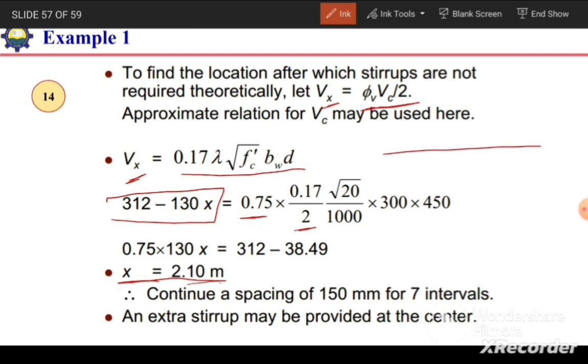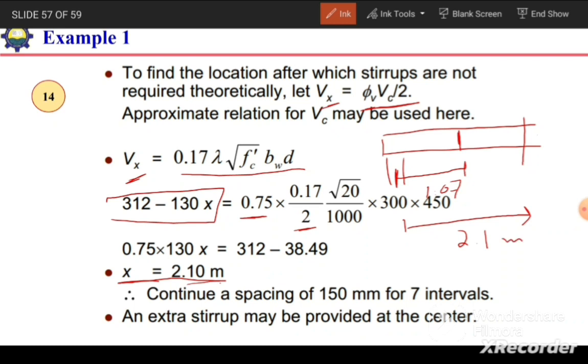So if this is our beam, we have already placed the stirrups at a spacing of 80 millimeter up to this much length, from the center of support up to this location, it is 1.07 meter, and at this location at a distance of 2.1 meter, beyond this point we do not need to provide the stirrups. So for this much length, which is equal to 2.1 minus 1.07, we need to provide the stirrups at a spacing of 150 millimeter, as we have calculated in the previous step.